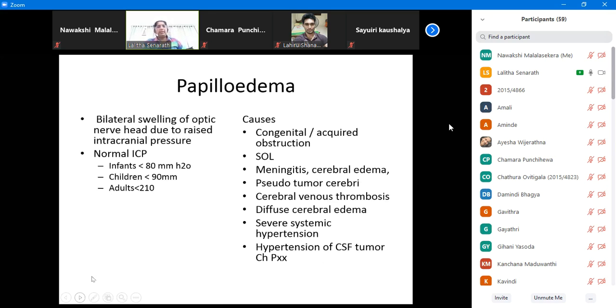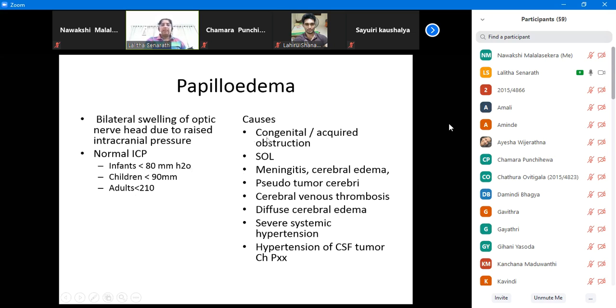The papilledema is the most important clinical entity for you, because if you miss papilledema, the patient may die within a few days, so we have to detect with the ophthalmoscope any suspicious patients for papilledema. It's a bilateral swelling of the optic nerve head. It is a bilateral disease, not unilateral, due to raised intracranial pressure. The normal intracranial pressures are less than 80 in infants, less than 90 in children, and up to 210 in adults. These are the normal intracranial pressures.